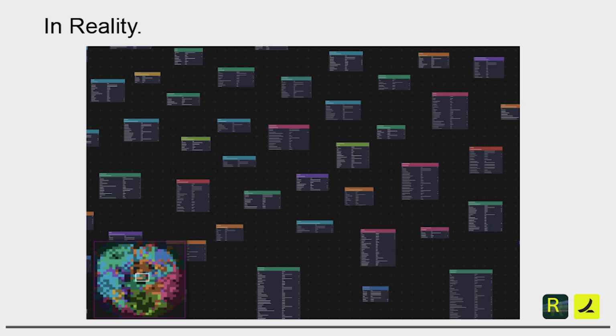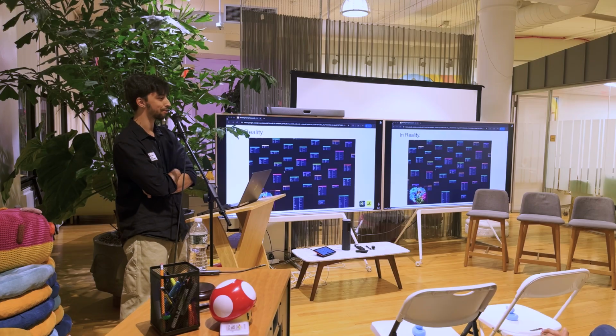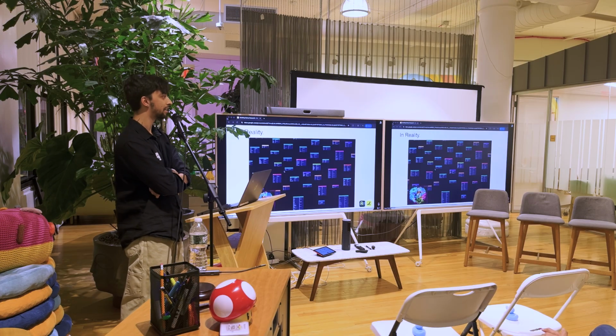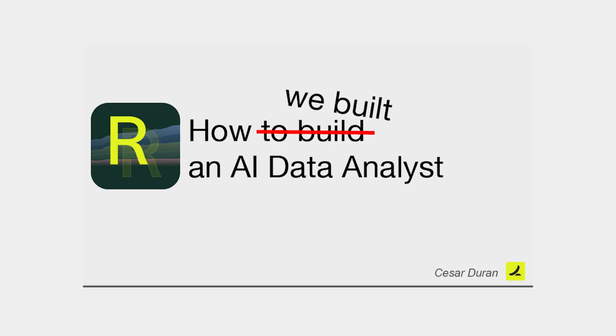And if you look in the bottom left corner, this is only a subset of the grander picture in which we have all of these tables that spread across the entire table catalog. It's difficult to build a solution that can handle any set of table catalog. And so today I'm actually going to talk about how we built the AI data analyst.